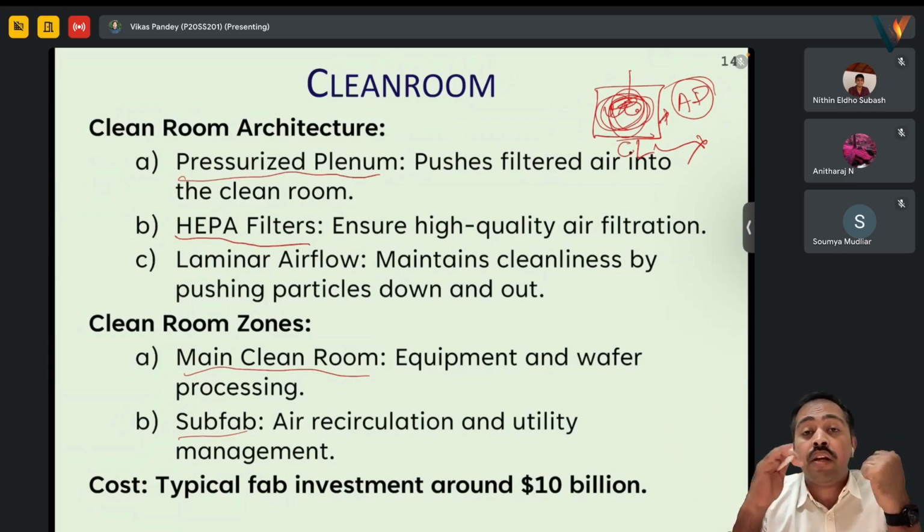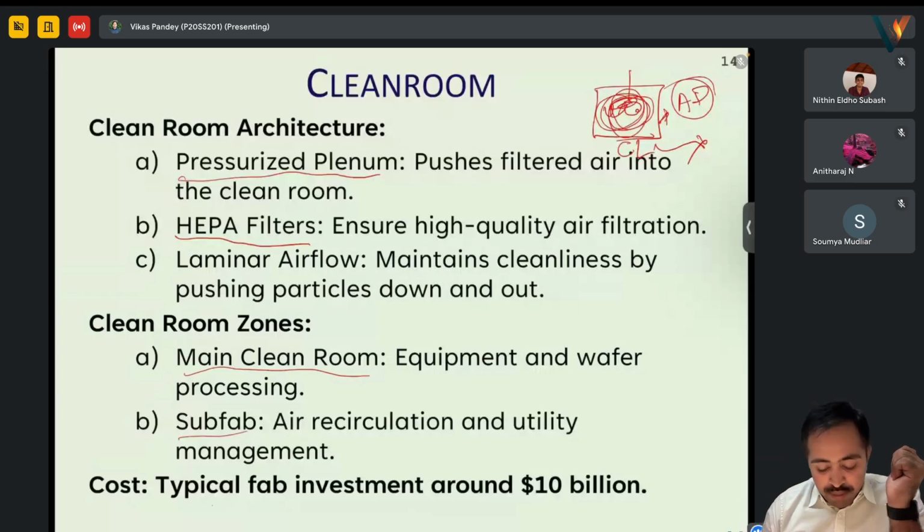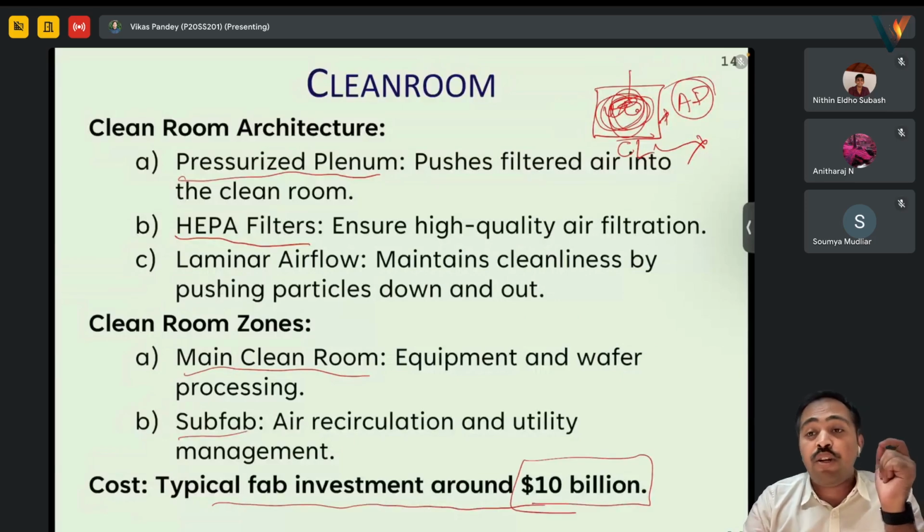To maintain such clean rooms is very costly. A typical fab needs around $10 billion. We are not talking in tens of crores of rupees. $10 billion of investment to start a small fab. That might be the reason there are very few fabs throughout the world. Forget about India.